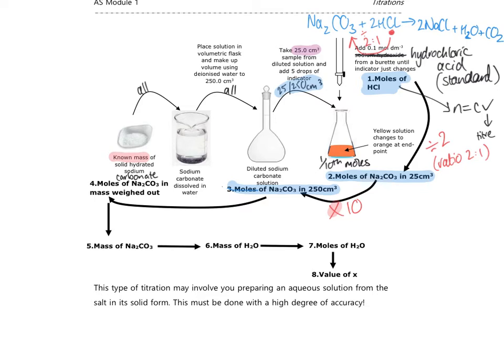Then we want to use the number of moles of sodium carbonate in our volumetric flask to work out the number of moles of sodium carbonate in our initial salt. And that is exactly the same. We don't need to do anything. I sometimes say times by 1.